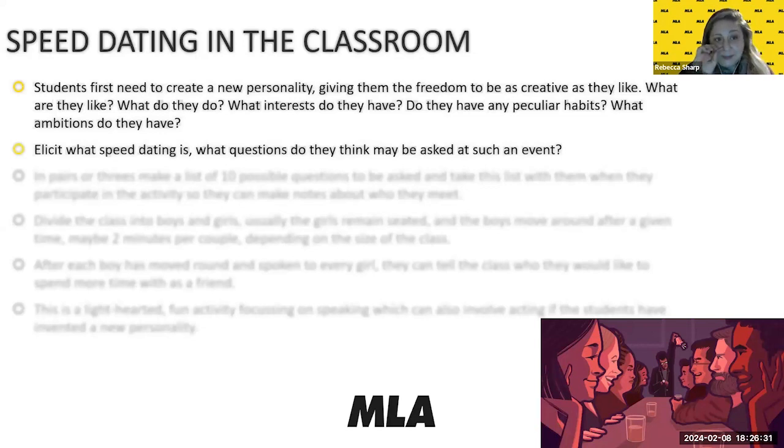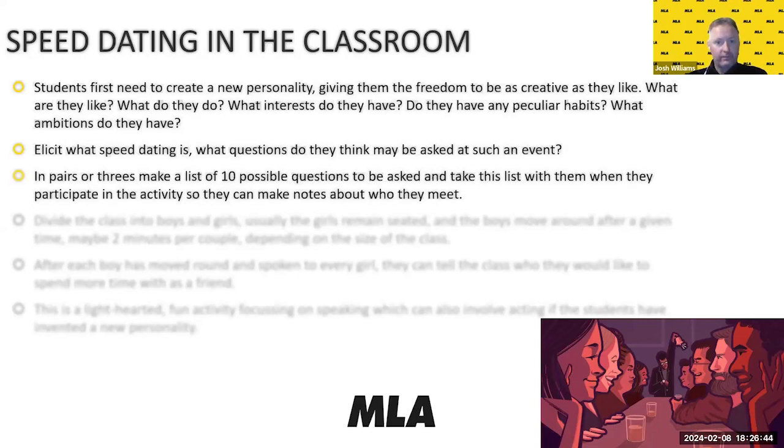Firstly, you can elicit what speed dating is. Some of them might know, and also ask them to think about what kind of questions may be asked at such an event. In pairs or even threes, depending on the size of your class, they can make a list of 10 possible questions to be asked and then take this list with them when they participate in the activity so that they can make notes about who they meet.